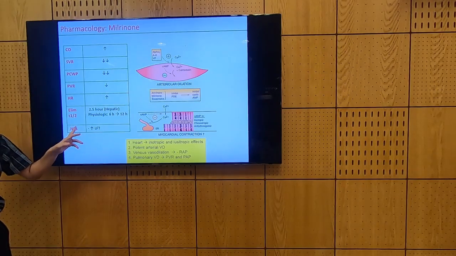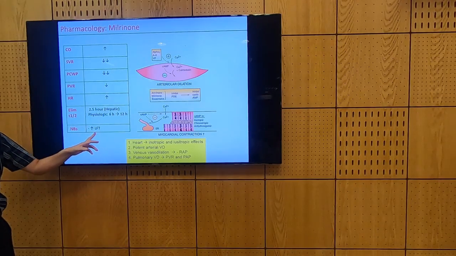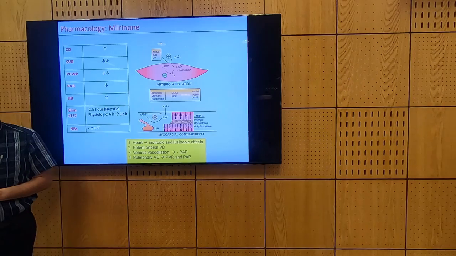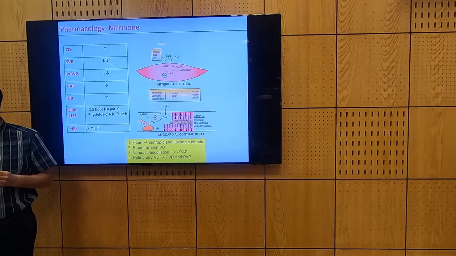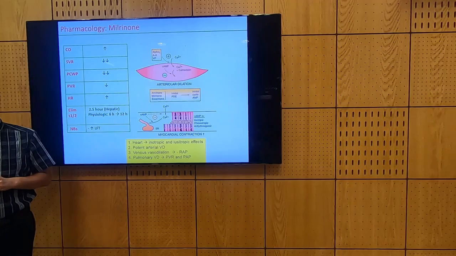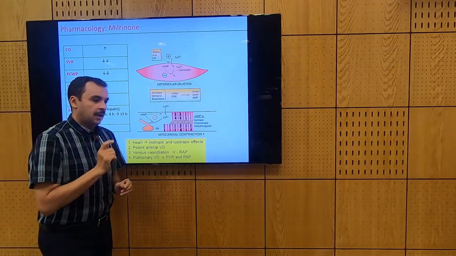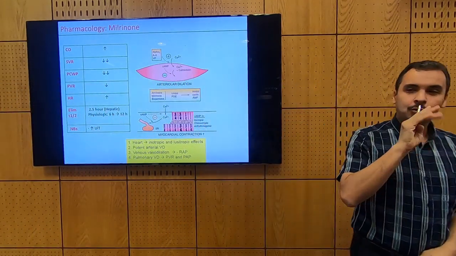A side effect we know is the elevation of the transaminases.